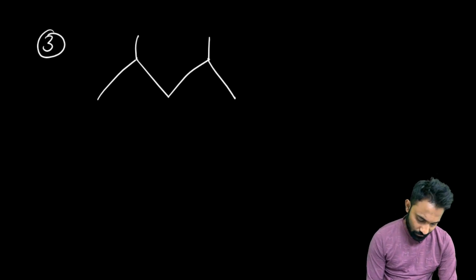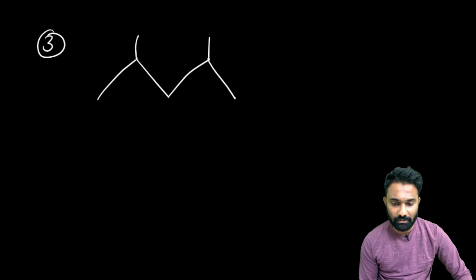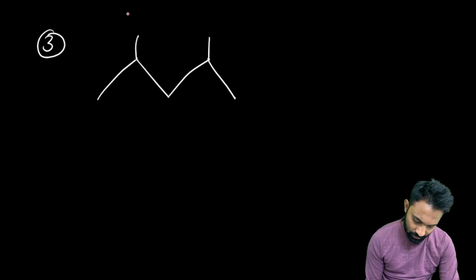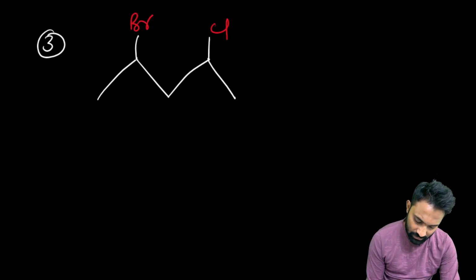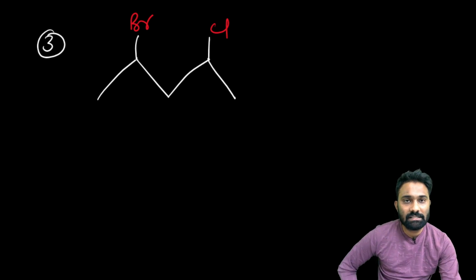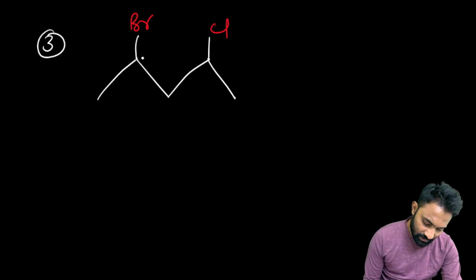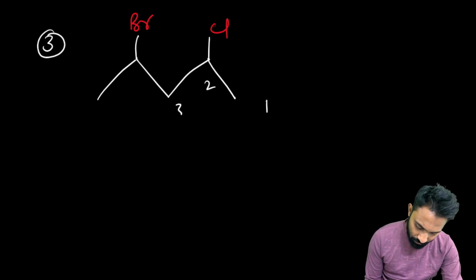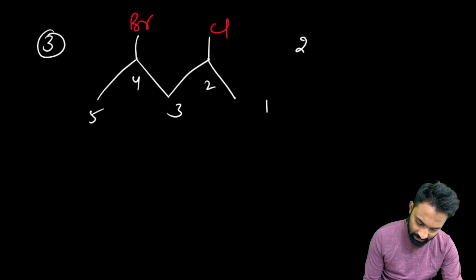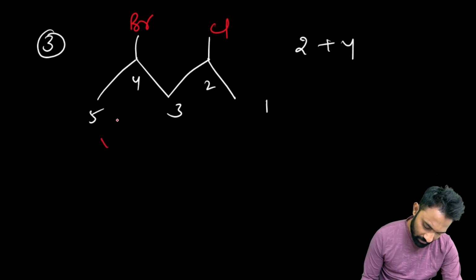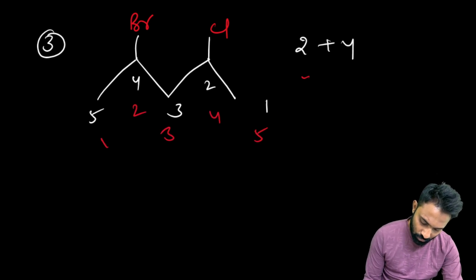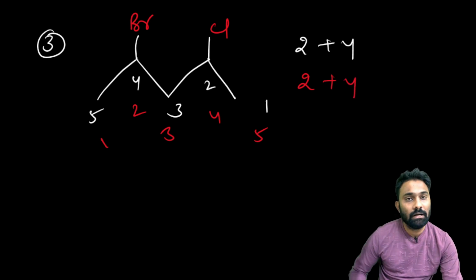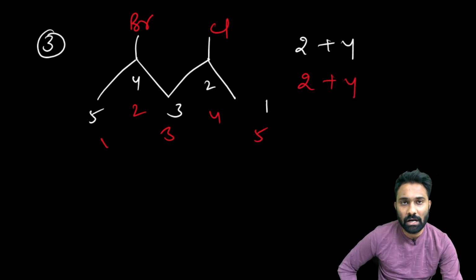Okay. Now for this type of question, listen. If two different types of substituents are given, like Br and chlorine, these 2 will not act as a functional group. They will act as substituents only, right? Then how to give the naming for this one? If you go numbering from here, 1, 2, 3, 4, 5, the substituents are getting 2 plus 4. If you go from here, 1, 2, 3, 4, 5, 2 plus 4 only. In both cases the substituents are getting 2 plus 4.